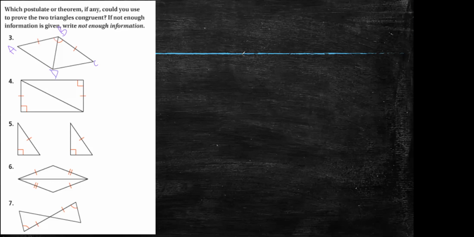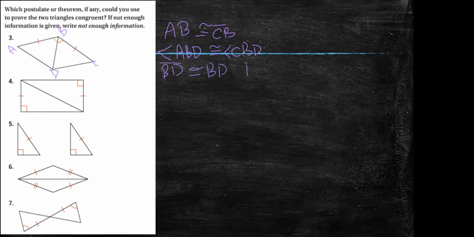Now, from here, as we see, AB is congruent with CB, and angle ABD is congruent with angle CBD, and BD is congruent, the line segment BD is congruent to the line segment BD because of the reflexive property of congruence.